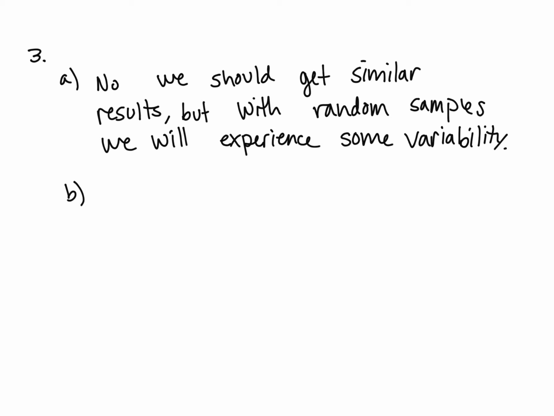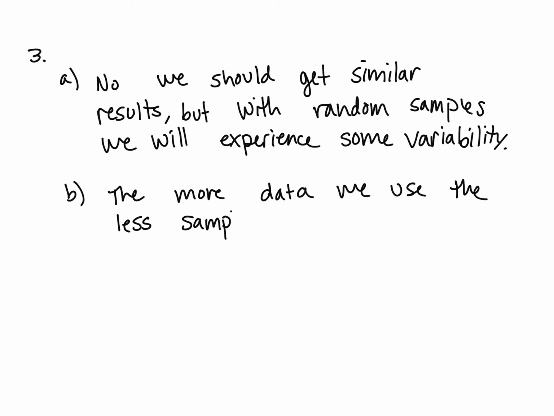B. Suppose each student in class increased the sample from 20 to 40. Describe how you could reduce the sampling variability. The more data we use, the closer they get to that population proportion. So using more data, the less sampling variability we will see.